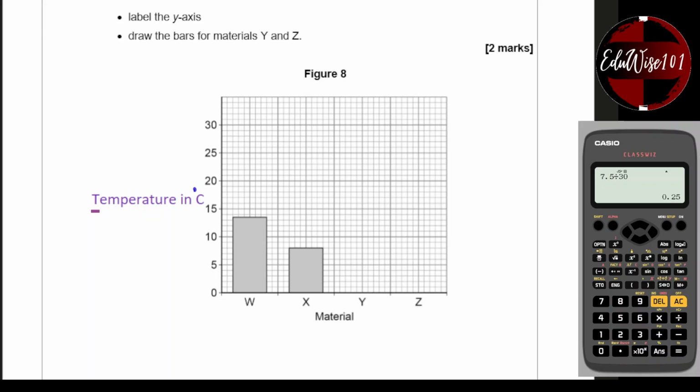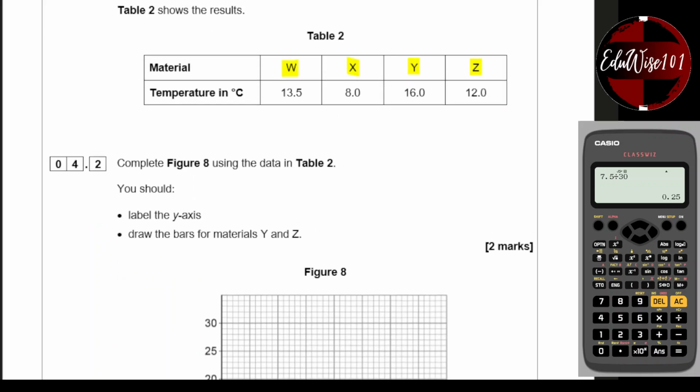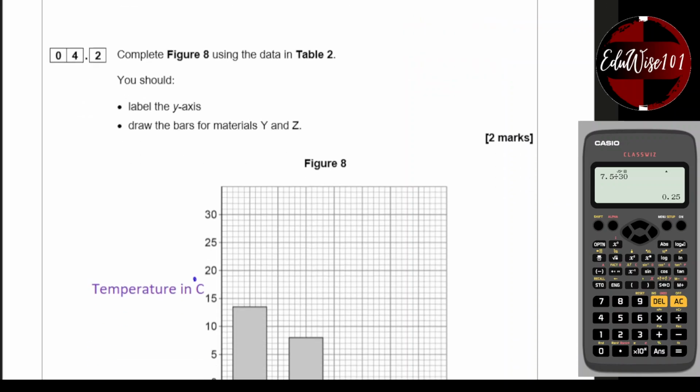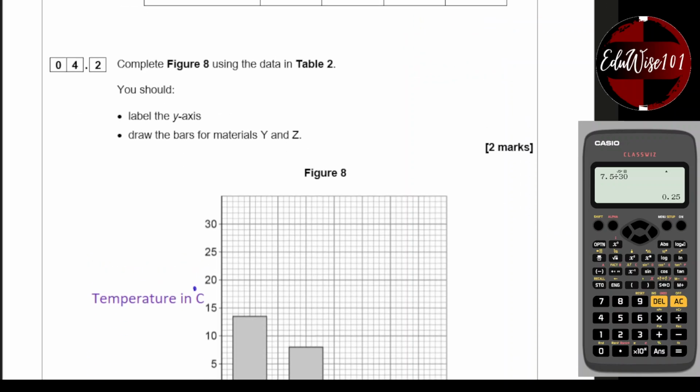Draw the bars for materials Y and Z. So Y is 16, Z is 12. So you would want to keep the bars exactly the same thickness, only the height is going to change. So Y has to be 16. So if I was to draw a bar to 16, it is going to look like that.